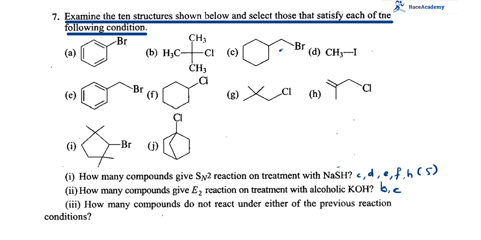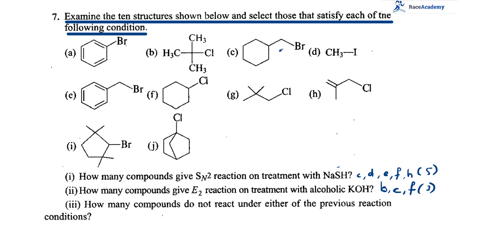And in the D option we don't have anything. E, we don't have any such cases. If we go with F, there will be a double bond formation internally. So it is possible. Okay, so how many such products are possible? We got 3 products. Moving on to the third question: how many compounds do not react under either of the previous reaction conditions?